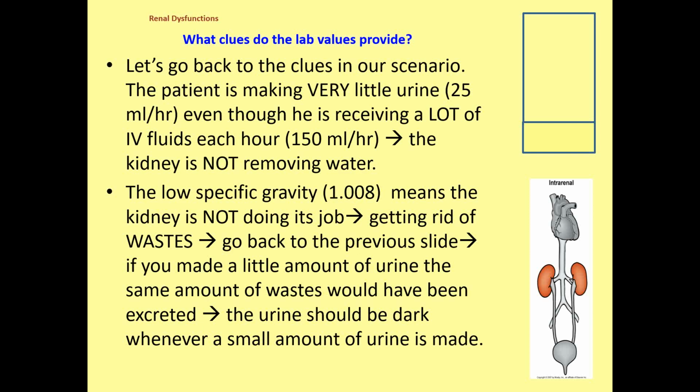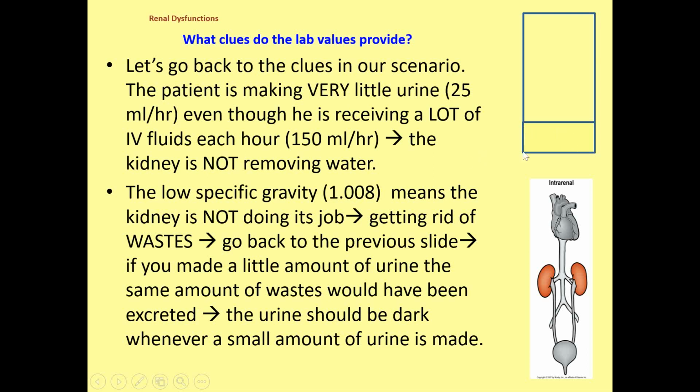If you go back to the previous slide, I said that whenever your kidneys are making very little urine, it means you're volume depleted and therefore you're still getting rid of the normal amount of waste. So in this scenario, two things that the kidney is supposed to do, which is get rid of water and get rid of waste, are not occurring. And that's the definition of kidney dysfunction. The kidney is not doing either of its jobs.